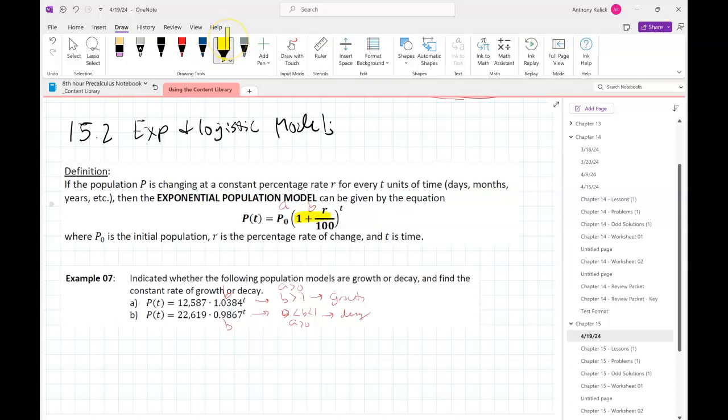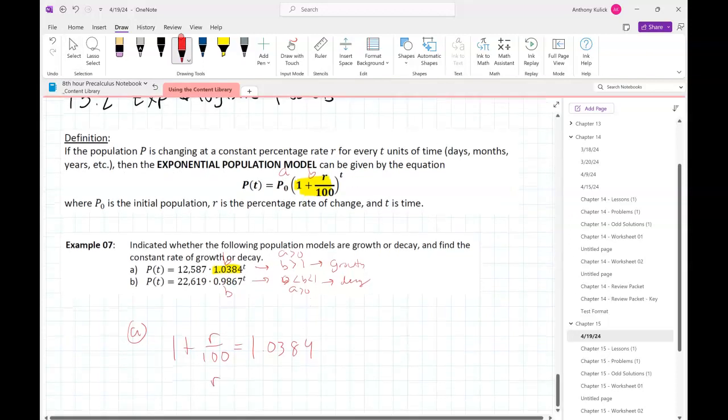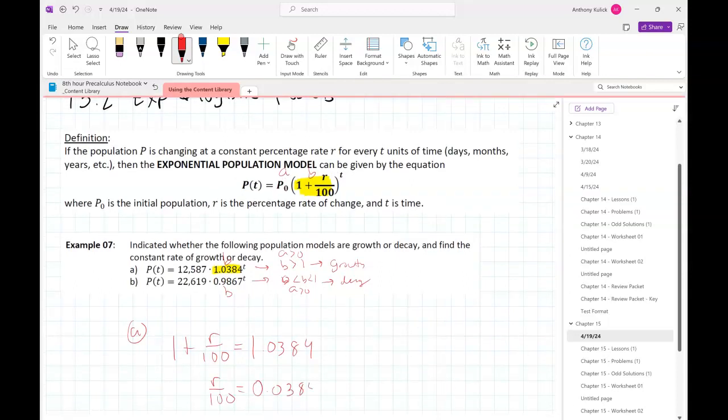And then to find r, since this is b and this is b, I can say that 1 plus r over 100 has to equal 1.08 or 0.384. To solve that equation for r, I just subtract 1 from both sides and then multiply both sides by 100. I get that. NBD, right?